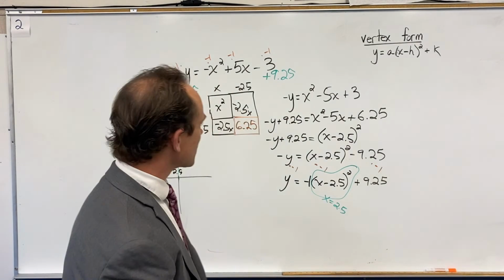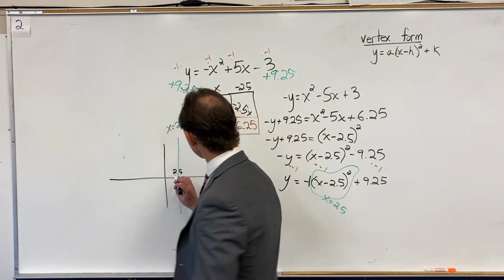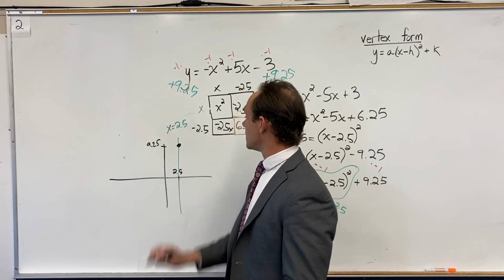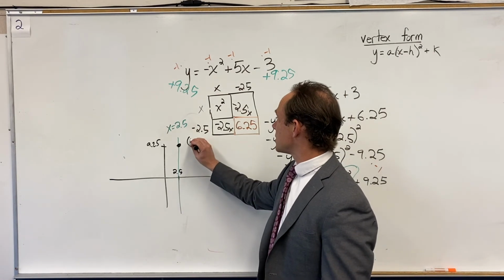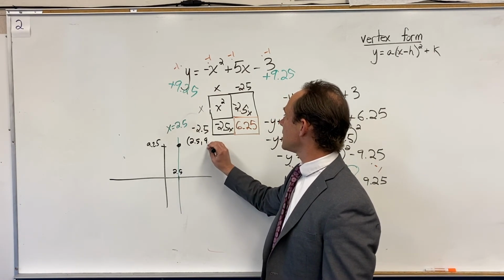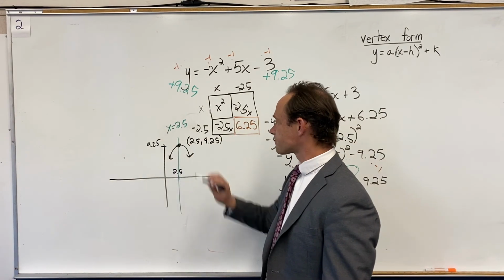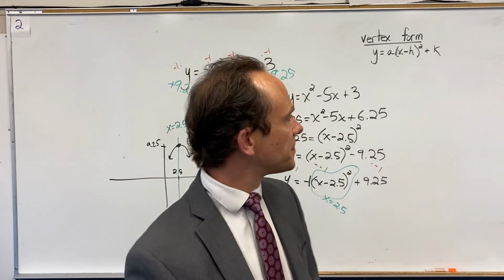Huh. Wow, Mr. Miller. I was not expecting that nice piece of knowledge. Thank you for that. All right, so now we got to go up 9.25. So let's just assume that that's here, 9.25. So there's our vertex. Our vertex point is at 2.5, 9.25. And it should point down. And as I said, it's just the parent function flipped upside down.